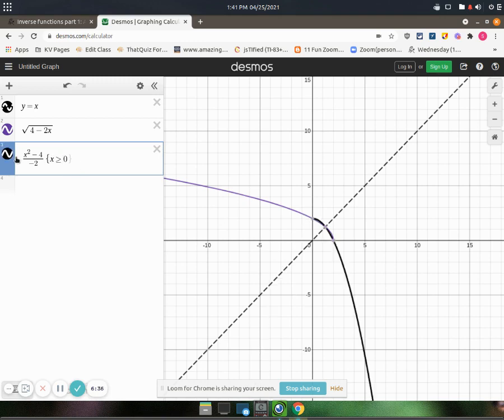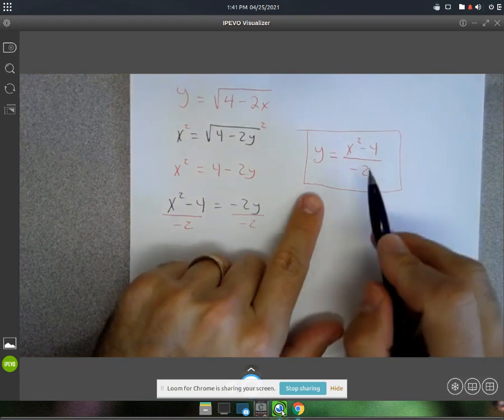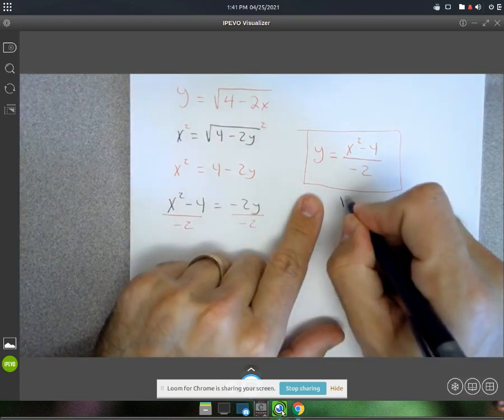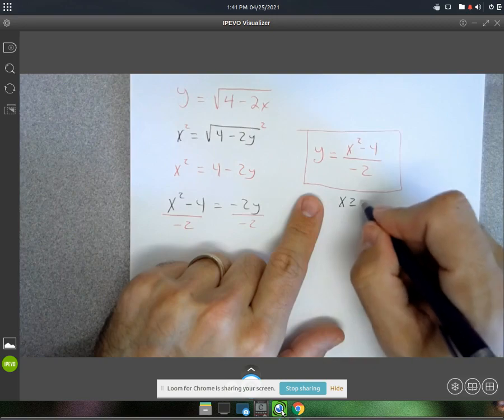All right. So the way you tell what the domain is going to have to be has to do with the range of your original. The range of this original purple one starts at 0. That's the lowest it ever gets to, and then it goes upwards forever. So the range of the original is going to be the domain of your inverse. All right. So on my restrictions over here for my domain, I have to say x must be greater than or equal to 0.